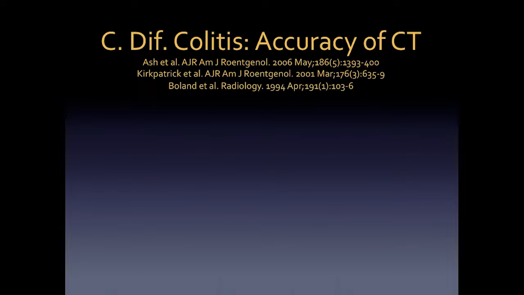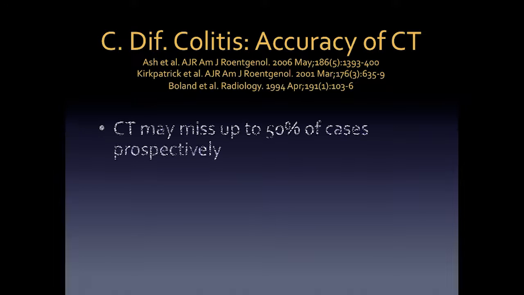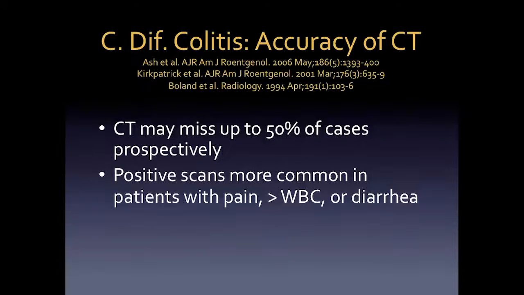Now, how good is CT at making a diagnosis of C. difficile colitis? Because sometimes you'll get these CT scan recs that say something like diarrhea, rule out C. diff. That's not great practice. CT can miss 50% of cases prospectively. So like in early C. diff, you're not necessarily going to have abnormalities at CT yet. The worse off they are, the more severe the disease is, the more likely the scan is to be positive.